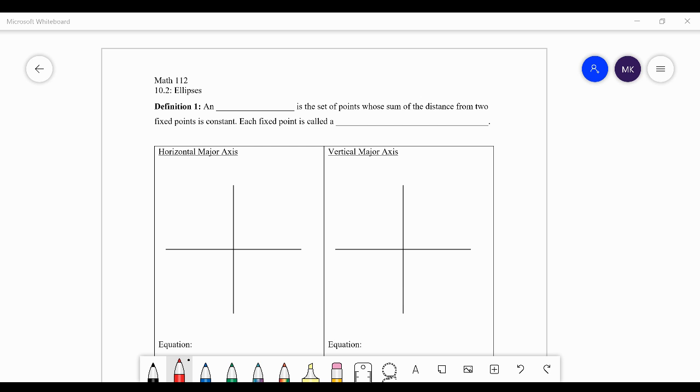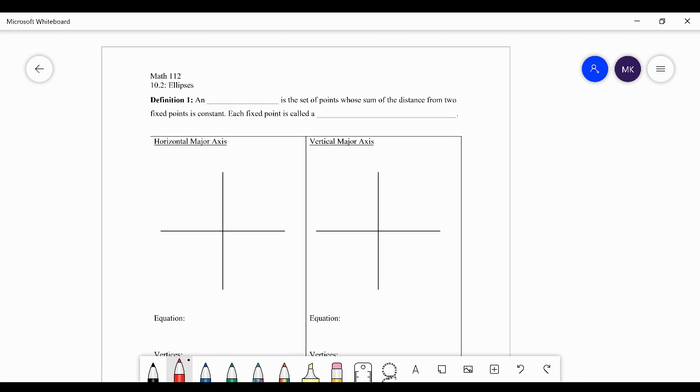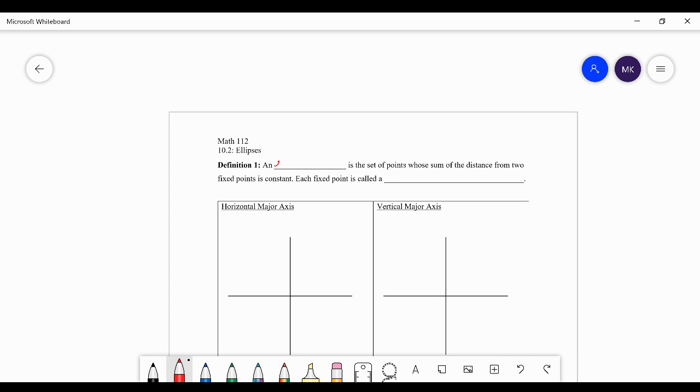So very simply, let's jump into the definition. An ellipse is simply a set of points whose sum of the distance from two fixed points is constant.